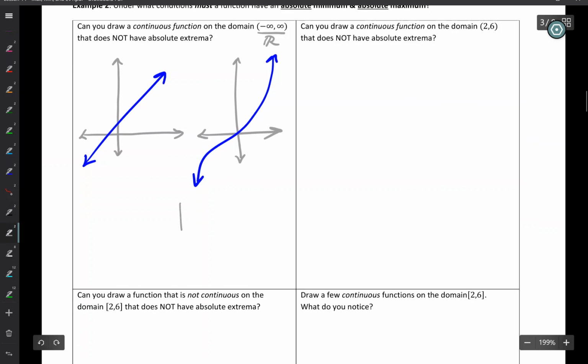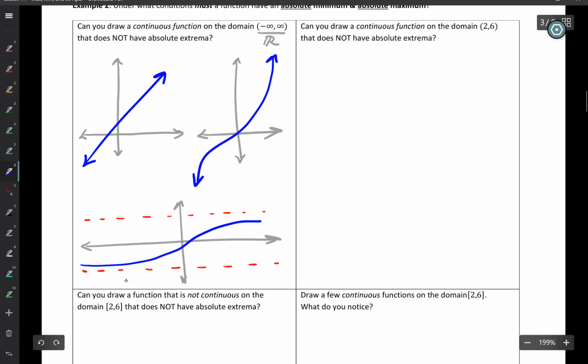Or maybe you did something like inverse tangent, where you've got horizontal asymptotes at pi halves and minus pi halves. Again, that's supposed to go right through the origin. There we go. Again, no biggest y value, no smallest y value.